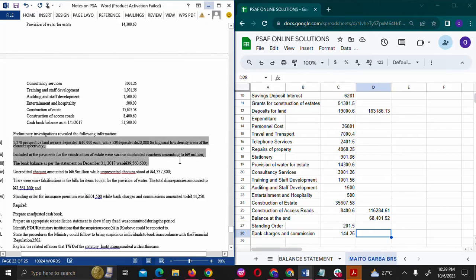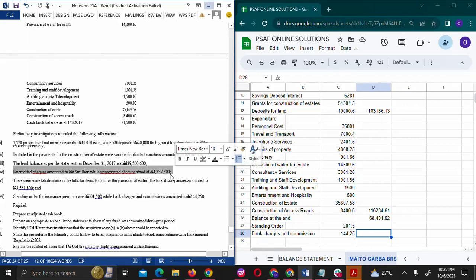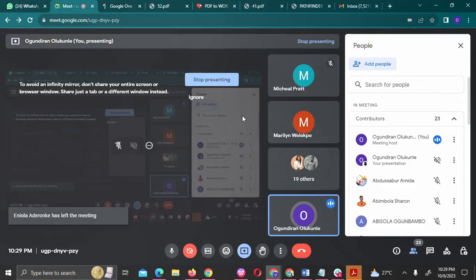The reason I omitted these two is that we were told that 1,370 from prospective land owners, this amount here, should have been received, but it is missing in our books. So the best way to treat this will be in your reconciliation statement. Also, this is a duplicated voucher. Another duplicated voucher should be affecting your reconciliation statement. Obviously, your uncredited checks and unpresented checks will be affecting your bank reconciliation statement.